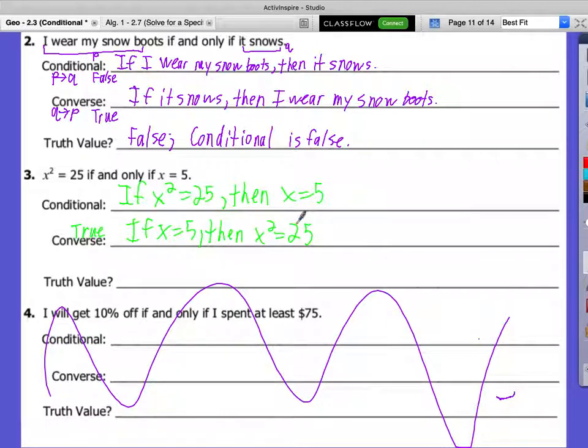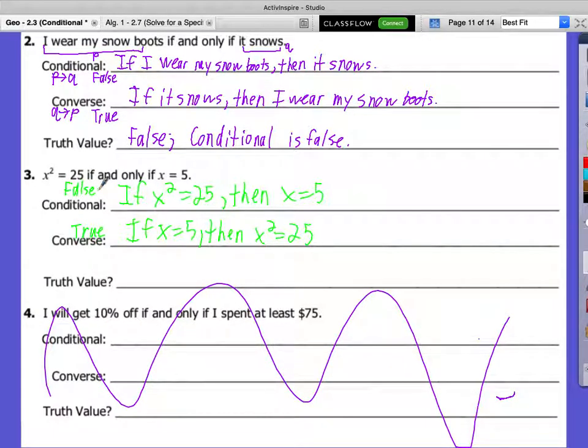Now let's look at the conditional. If x squared is 25, let's say this part is true. A number squared is 25. X has to be equal to 5. Is that true? I'm actually going to disagree. I'm going to say that's false. Can anybody tell me when this might be false?